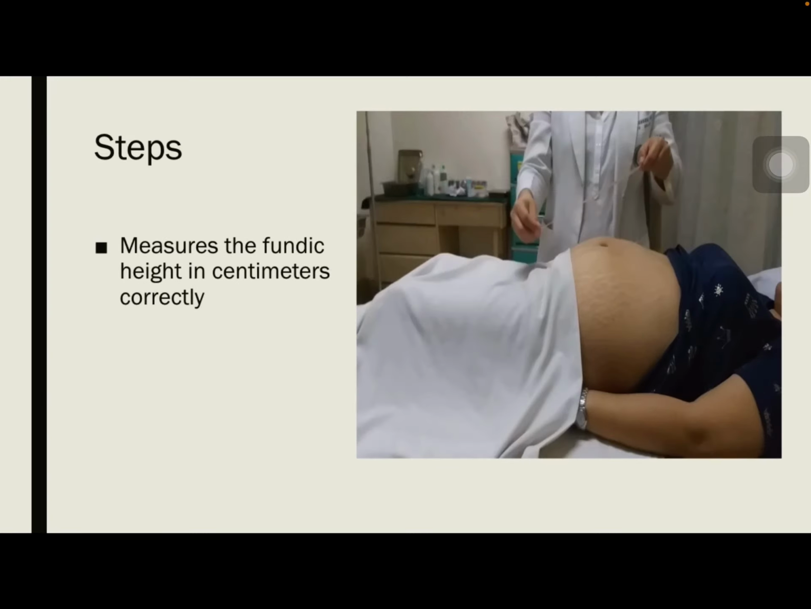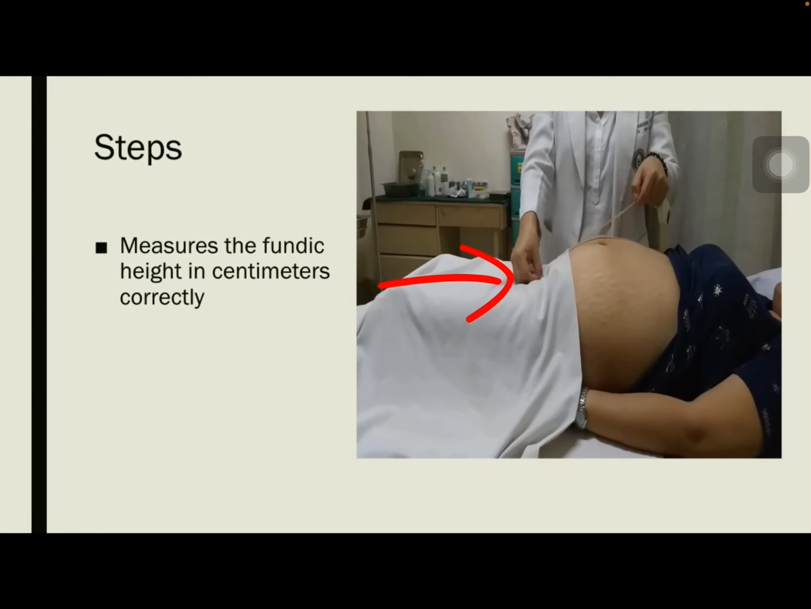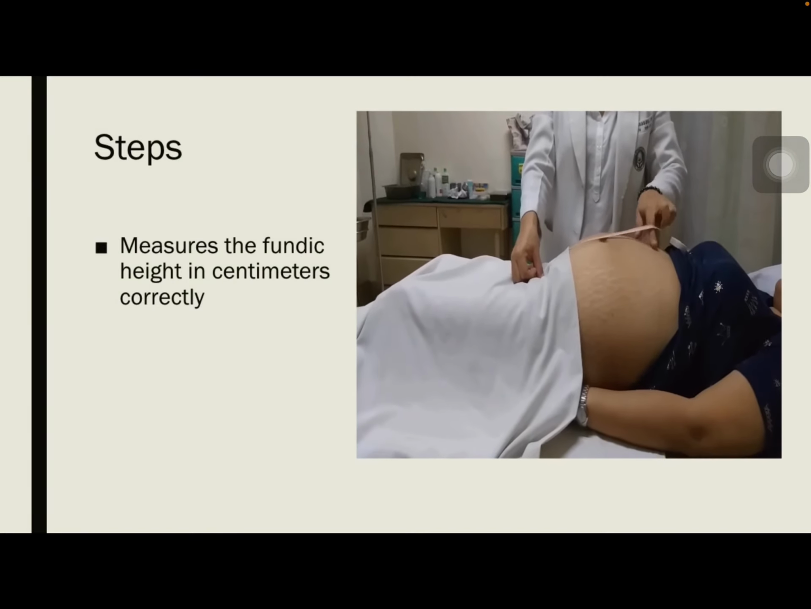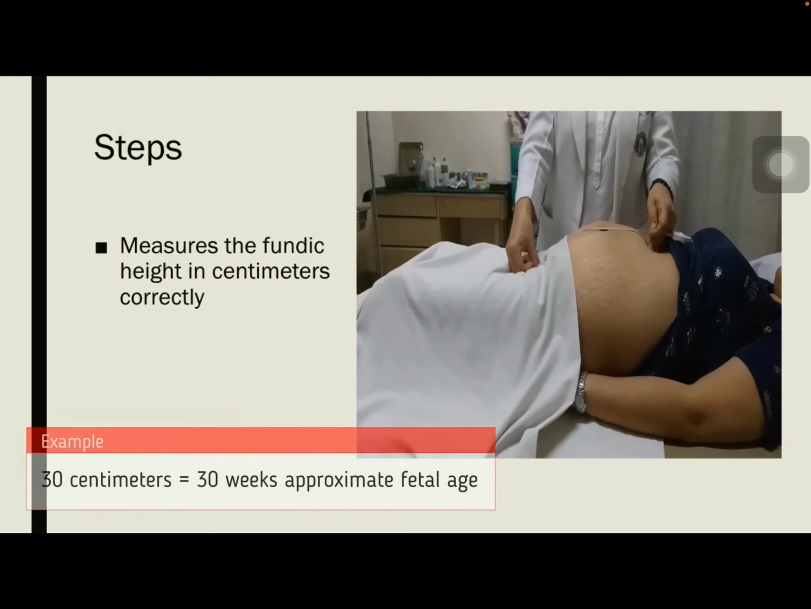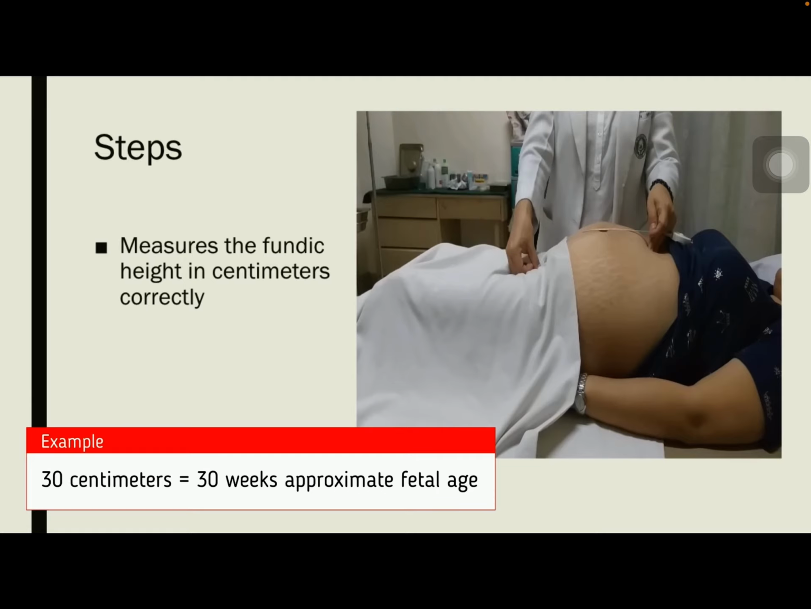Now measure the fundic height in centimeters correctly. So how do we do that? Place one end of the measuring tape over the symphysis pubis and then carry it over the curvature of the uterus until you reach the fundus. Whatever measurement you get in centimeters will be the approximate fetal age.